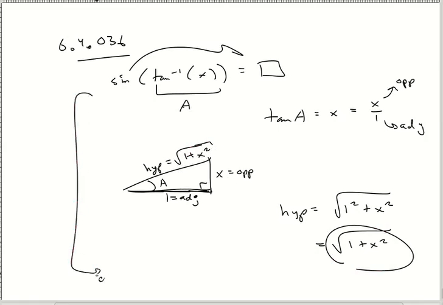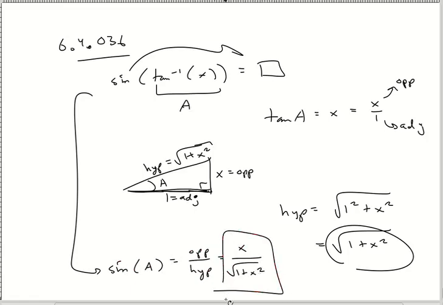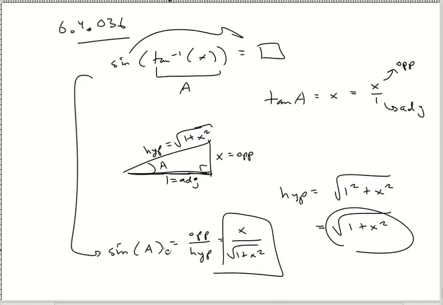So remember what we were looking for? Sine of A. Sine is opposite over hypotenuse. So the opposite here was an x. The hypotenuse is that big square root thingy. And then we're done. Well, that's it. There's nothing else to do. So there you go.